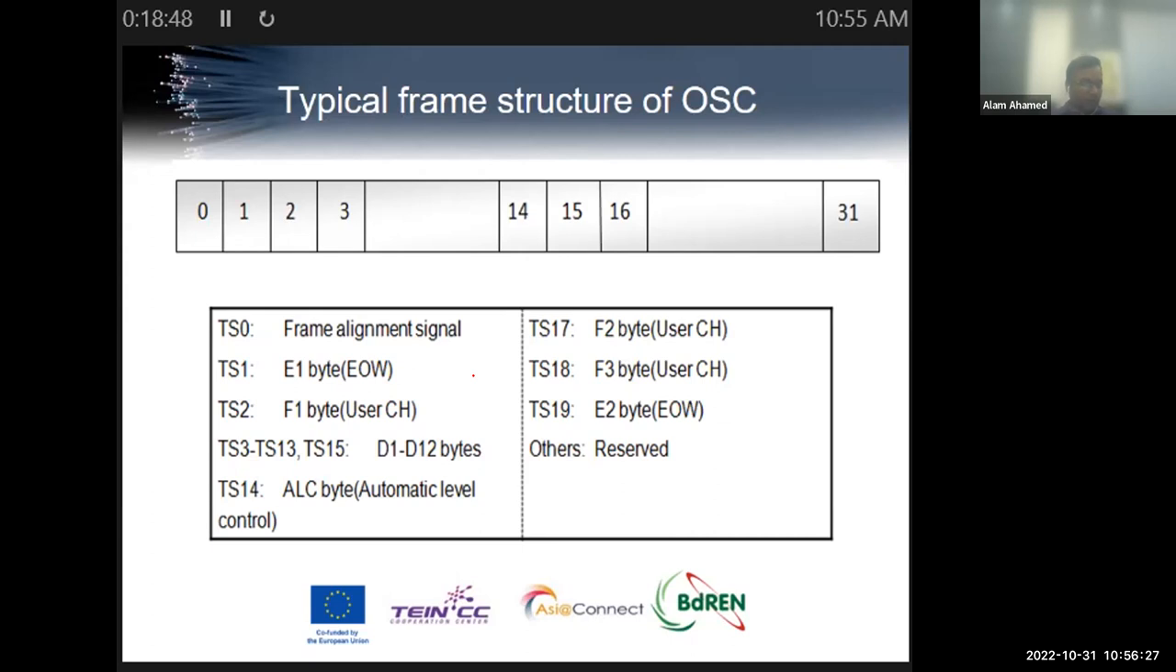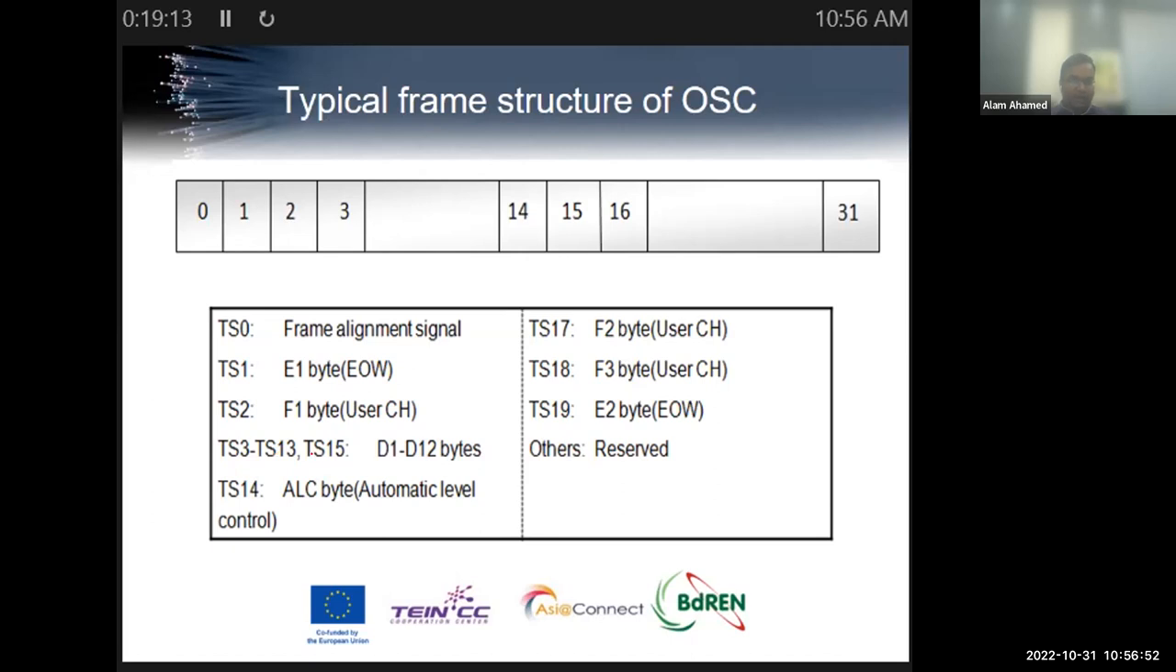is for voice communication, information communication. The F1 byte is used for channel-based digital communication. That means laptop to laptop. If you configure two nodes, one node is Dhaka and another node is Tangail, you need communication from one node to another node. You use the channel.